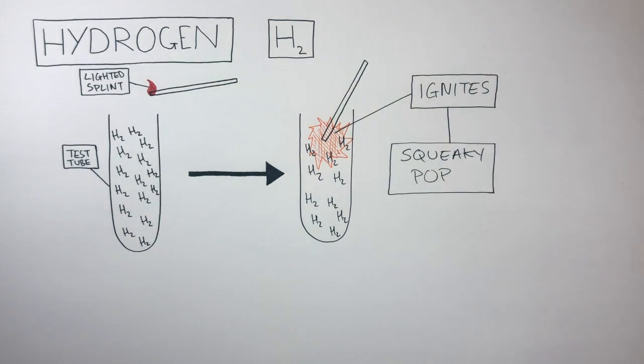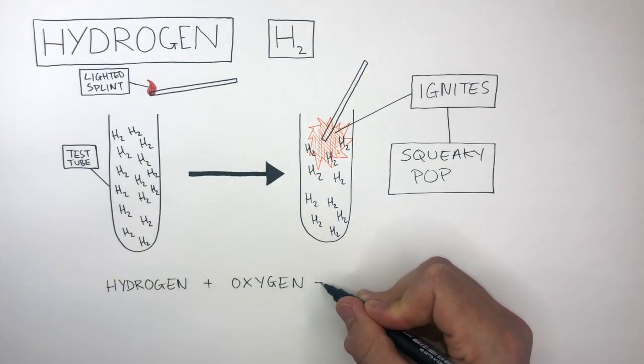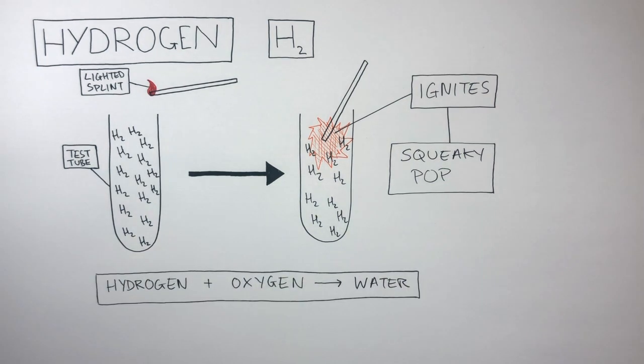So what actually happens is the heat from the lighted splint causes the hydrogen to react with oxygen to form water. This chemical reaction causes a mini explosion to take place inside the test tube. This is why we hear a squeaky pop, and if there is enough hydrogen gas, a flame can sometimes be seen.